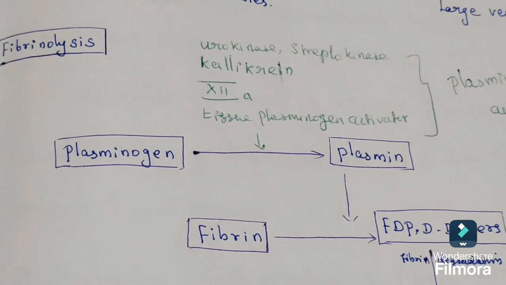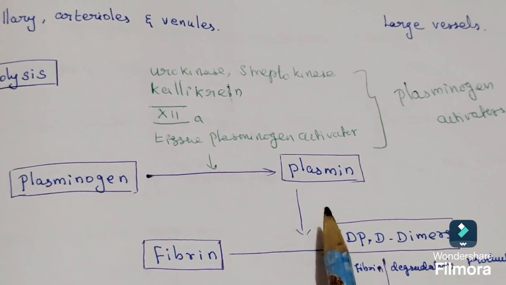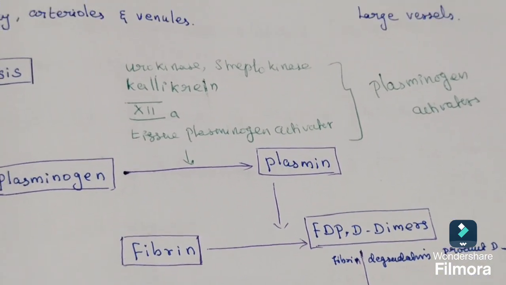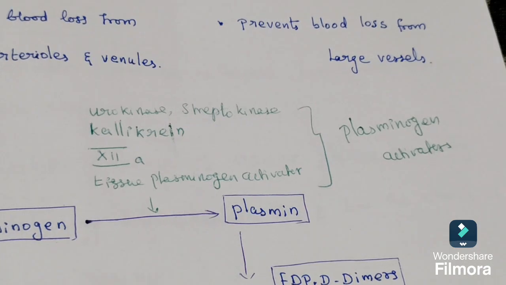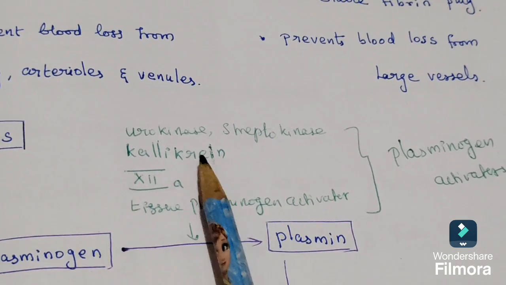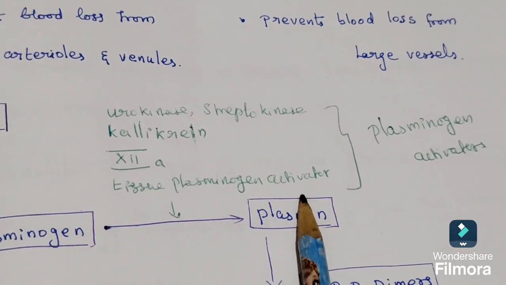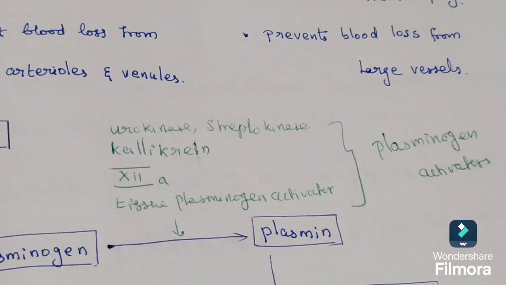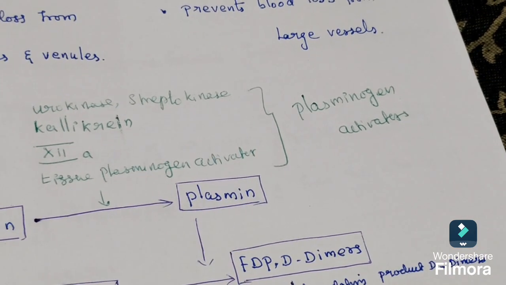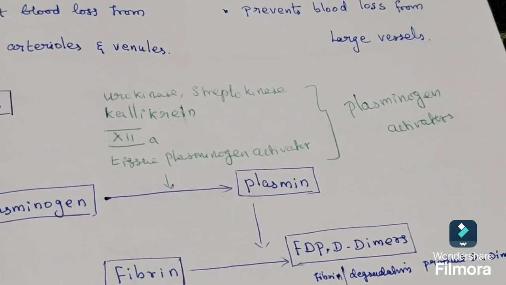Fibrinolysis: plasminogen is converted into plasmin by plasminogen activators. They are kallikrein, factor 12A, tissue plasminogen activator, then urokinase and streptokinase. These are the plasminogen activators. Plasminogen is converted into plasmin.